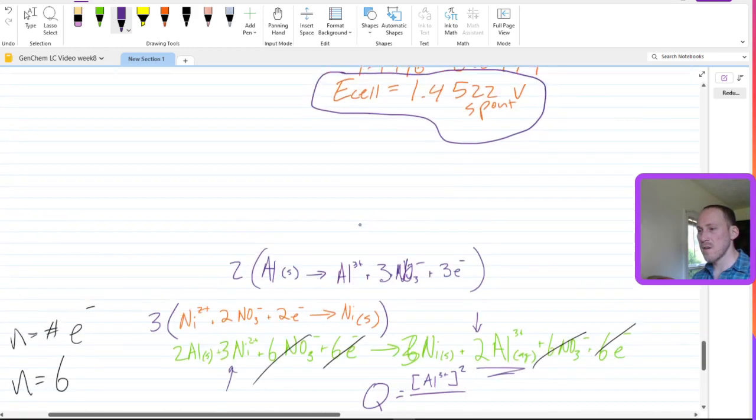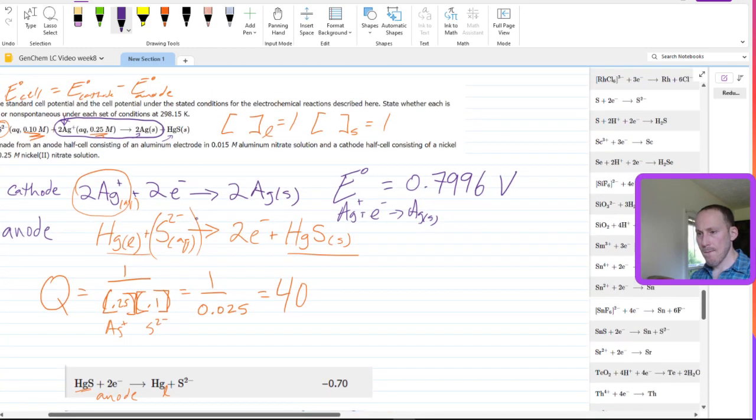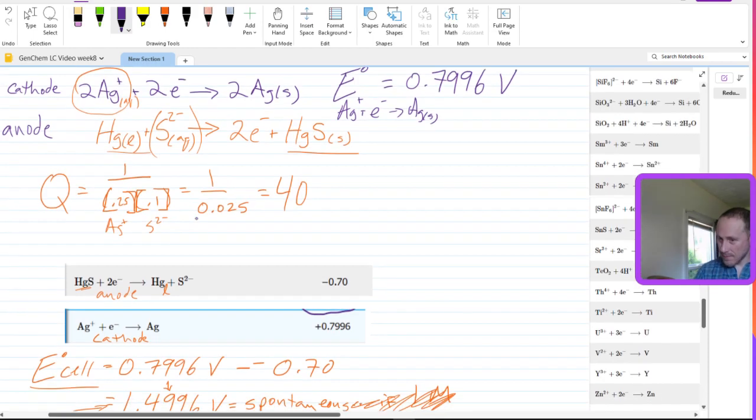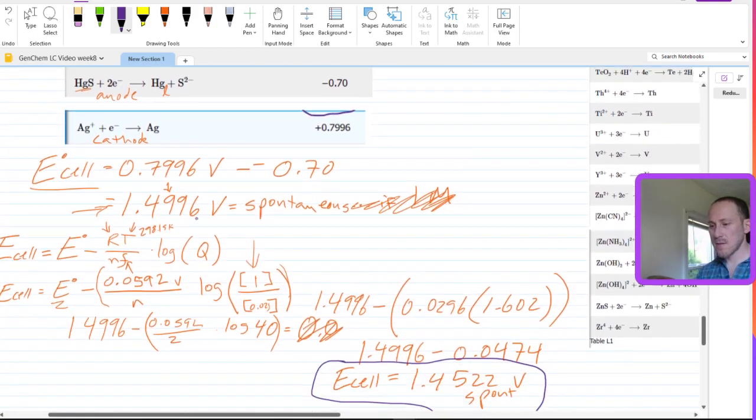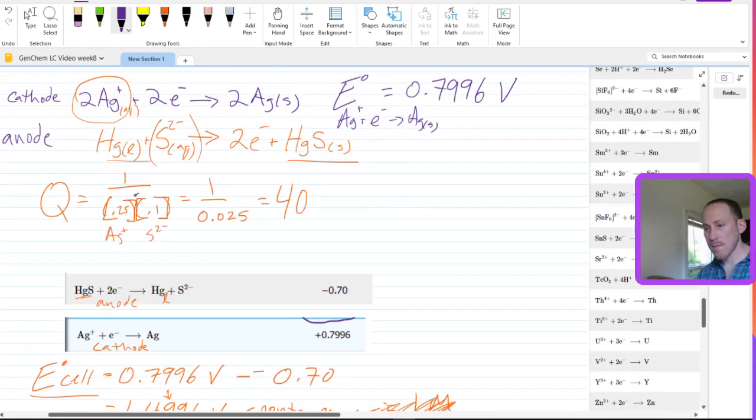Did I fail to do that over here? You know, I did. I apologize. I should have had this be squared because it was two of those. And if I'd had that be squared, then it would have actually been 0.625. That would have been 160.